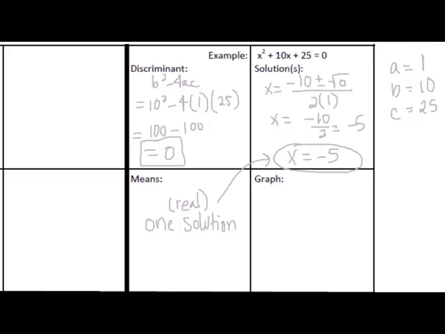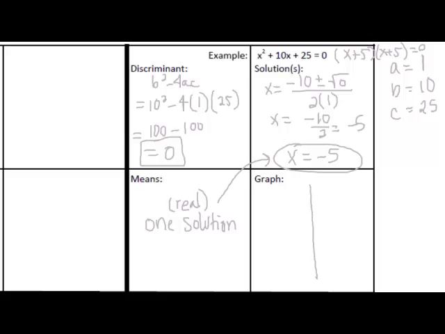Now you might also notice that this can be factored, so we have x squared plus 10x plus 25 equals 0, and that is x plus 5 times x plus 5. So if we solved this, again, we would get x equals negative 5. So again, there's multiple ways that we can use to solve. Factoring would work with this one, but again, the quadratic formula always works as well.